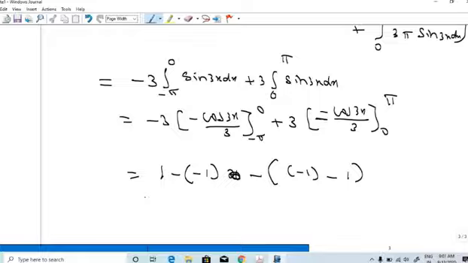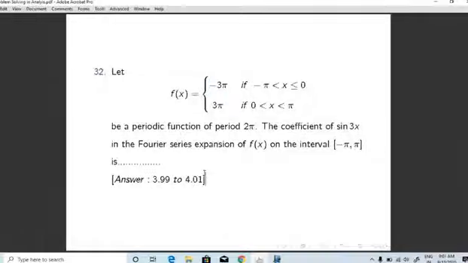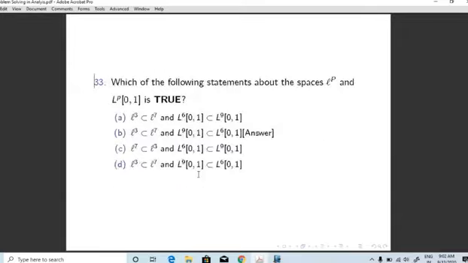So this is nothing but 1, minus minus is plus, therefore 2. Minus, again this is minus 1, this is minus 2. So minus minus is plus, therefore 4. So the coefficient of sine 3x is 4. Therefore the answer lies between 3.99 and 4.01. Therefore the correct exact answer is 4.00. That is 4.